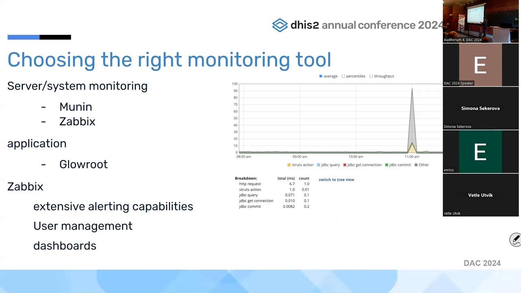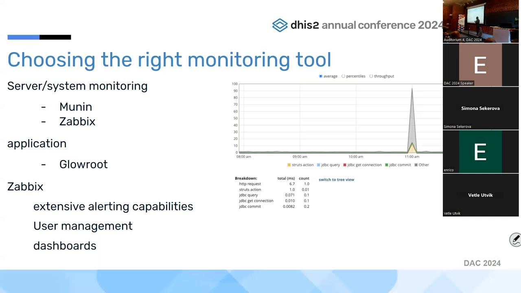there are open source tools that you can use. The main ones that we usually deploy are Munin and Zabbix. They are open source tools, freely available for your use case. And in most cases, they give you most of the information that you need for troubleshooting purposes, for resource planning, and so forth. Glowroot comes in handy when you're having performance issues in a DHIS2 instance.